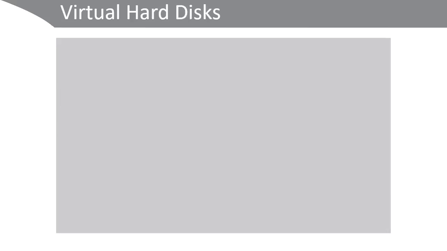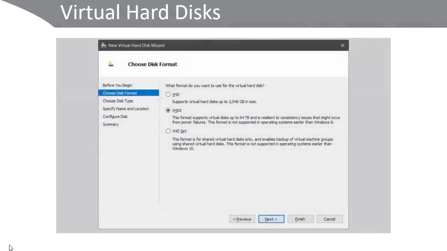The next step is to configure virtual hard disks. You'll be prompted for a disk format. VHD is an older format and supports virtual hard disks up to about 2040 GB in size. VHDX is the current format and is recommended, and supports much larger virtual disk sizes and provides a degree of resilience. This format is not supported in operating systems earlier than Windows 8.